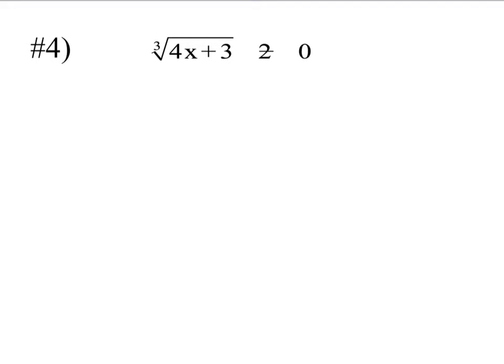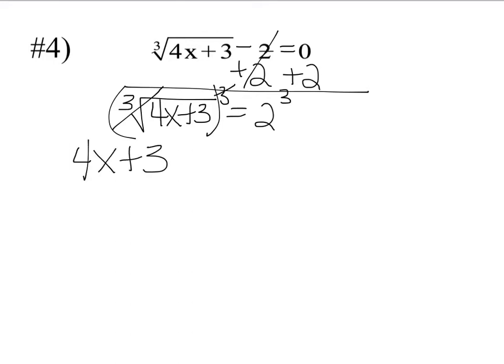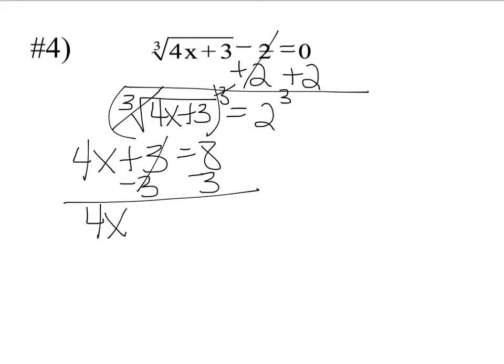Here we have the cube root of 4x plus 3 minus 2 equals 0. So I need to add 2 to both sides, because I need to isolate the radical. So I've got the cube root of 4x plus 3 is equal to 2. Then in order to get rid of the cube root, I'm going to cube both sides. Cube root and cube cancel, leaving you 4x plus 3 is equal to 8, because 2 cubed is 8. Then I'm going to subtract 3 from both sides, leaving you 4x is equal to 5. Divide both sides by 4, and you get x equals 5 over 4.